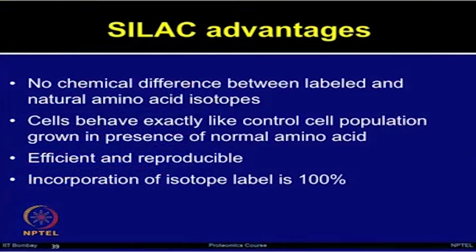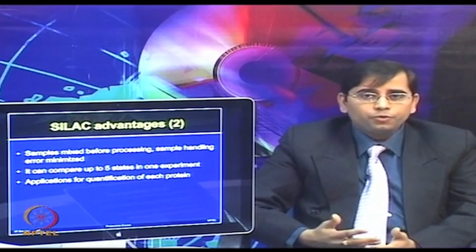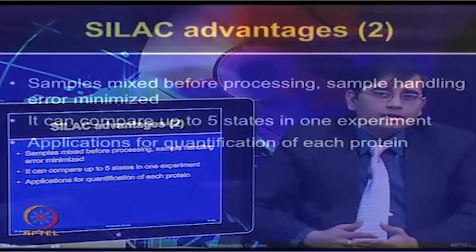The cells are grown in the tissue culture medium and they behave exactly like the control cell population grown in the presence of the normal amino acids. So, this method is very efficient and very reproducible. It has been observed that the isotope labels are 100% incorporated, and one needs to ensure that by doing the doubling for different generations. After 5 or 6 generations it has been observed that it is 100% incorporated. So, samples can be mixed prior to the processing before doing the mass spec analysis. So, this method eliminates some of the handling errors.